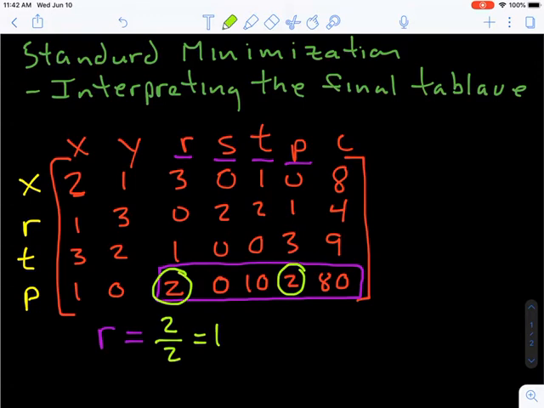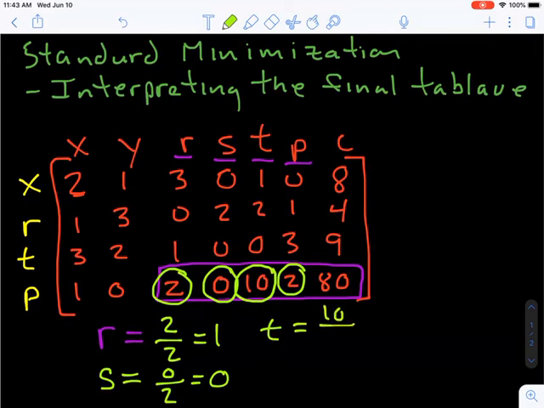To find the value of S, we do the same thing. We have 0 in the bottom row of the S column, so 0 divided by the p-value, divided by 2, is 0. To find the value of T, we find the number in the bottom row of the T column, which is 10, and we divide it by, you got it, the p-value. And so that would be 5.